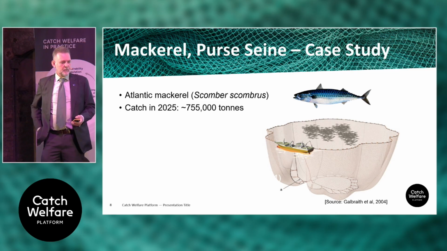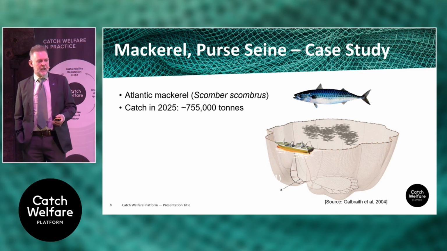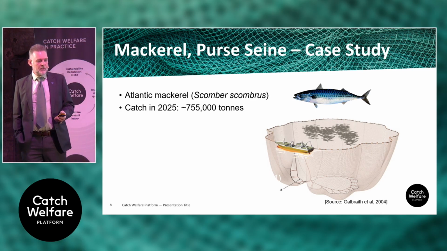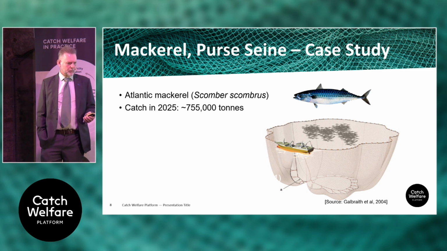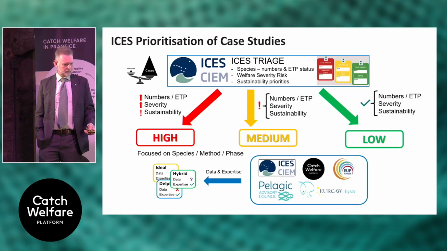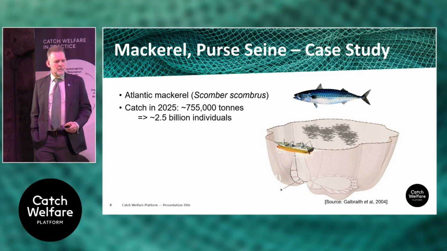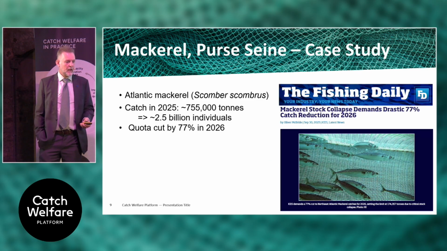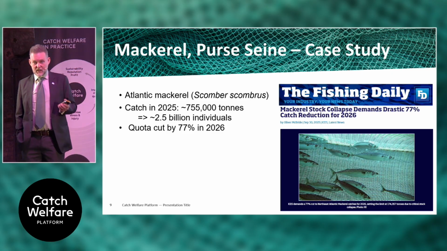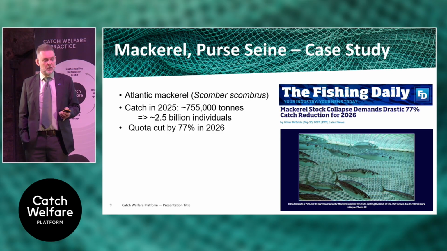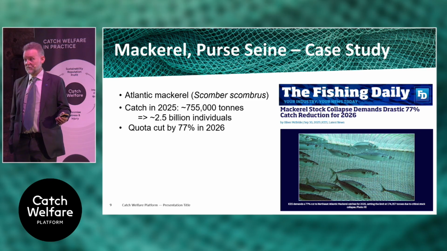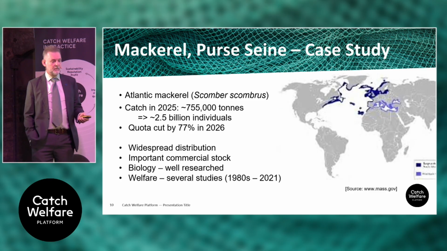So our case study, Atlantic mackerel. The total catch for Atlantic mackerel is 750,000 tonnes per annum, or was in 2025. That equates to about 2.5 billion individuals caught per annum. But this next year, the quota has been cut, or ICES is recommending the quota is to be cut by 77%. So it has a sustainability issue, which will need to be factored in.